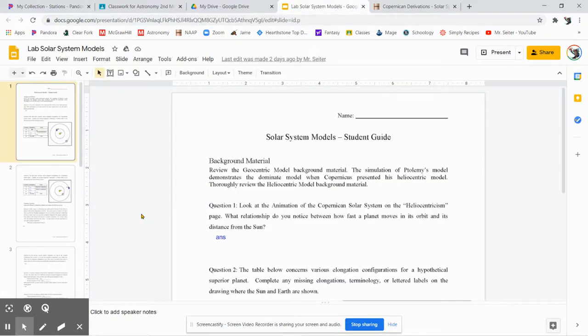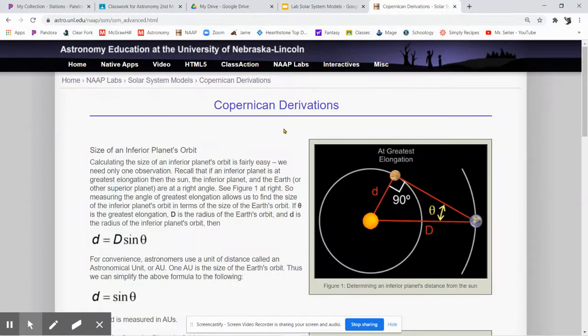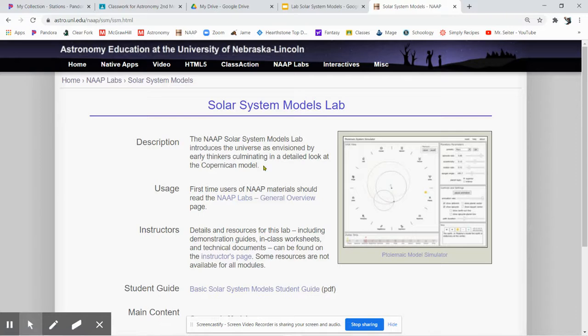All right, so let's take a look now at the lab and let's see what's going on here. Background material, we just read all that together. Question 1, look at the animation of the Copernican solar system on the heliocentric page. What relationship do you notice between how fast a planet moves in its orbit and the distance from the sun? All right, well, let's check it out.